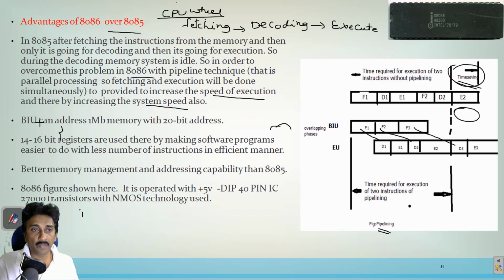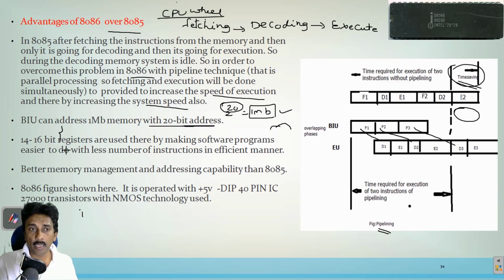The second one: the bus interface unit can address 1 MB memory with a 20-bit address. Because of that, we have 1 MB memory provided in the 8086 microprocessor. Why? Because the address lines are 20. If the address lines are 20, then 2 power 20 means that 1 MB memory will be provided. So the memory capacity will be based on the number of address lines that you provide. So here 2 power 20 is nothing but 1 MB memory, so we need a 20-bit address.